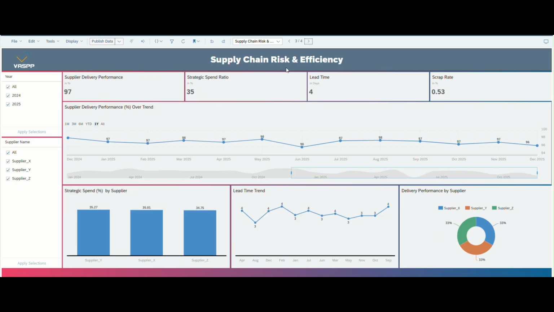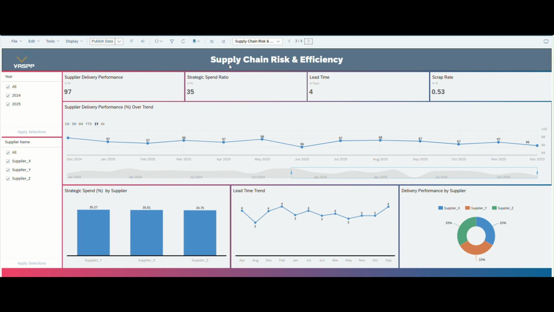The third page is supply chain risk and efficiency, where aerospace and defense supply chains, known for being long, global, and often fragile, require constant vigilance. This dashboard is designed to monitor risk and strengthen resilience across suppliers and logistics.